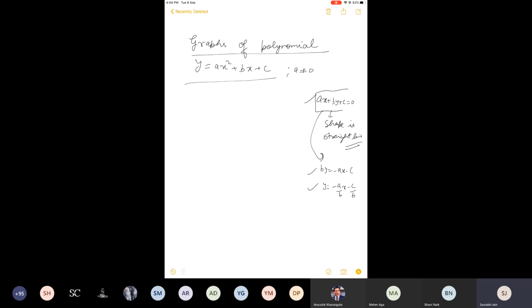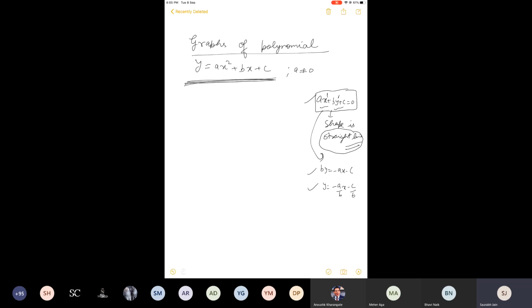See, in class 10th you studied the graph of a linear equation in two variables. Here x and y are two variables and both have the power 1. That is why it is called a linear equation. And what about the shape? The shape is a straight line. But if we look at this equation, y equals ax square plus bx plus c.